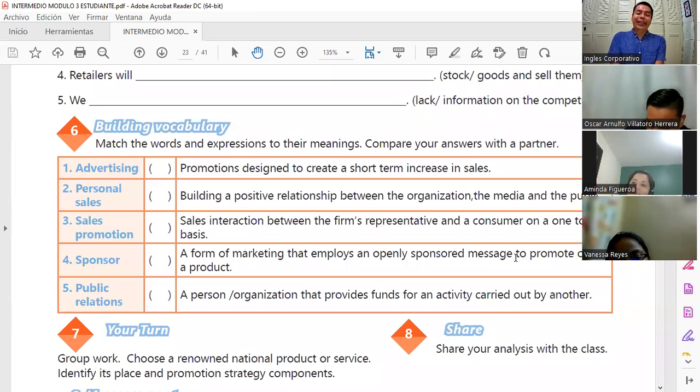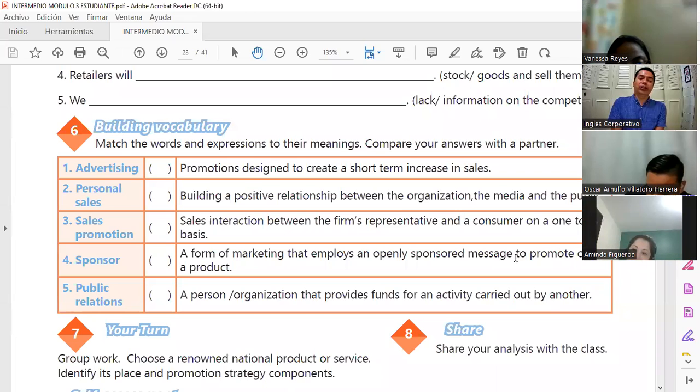Okay, good. And the last one, public relations. Yes, Vanessa. Go ahead, please. Public relations: building a positive relationship between the organization, the media, and the public. Okie dokie. Talking about this, let me see.